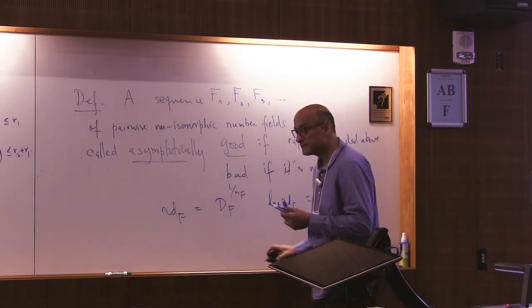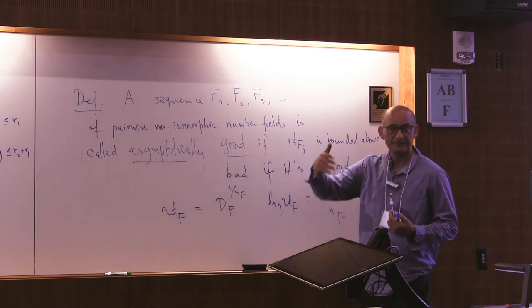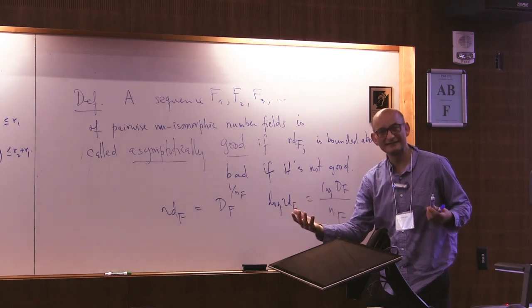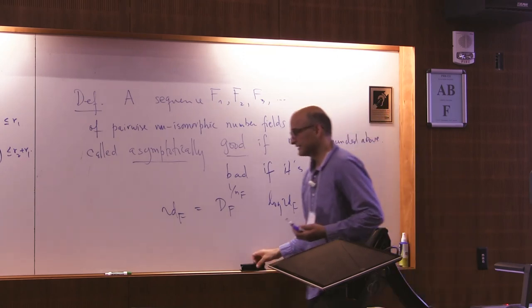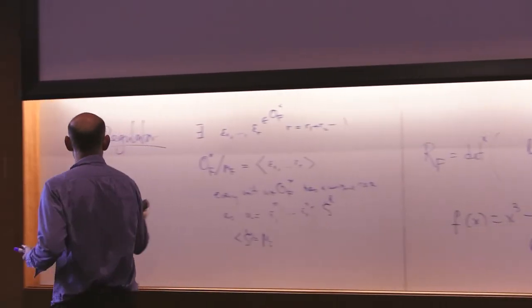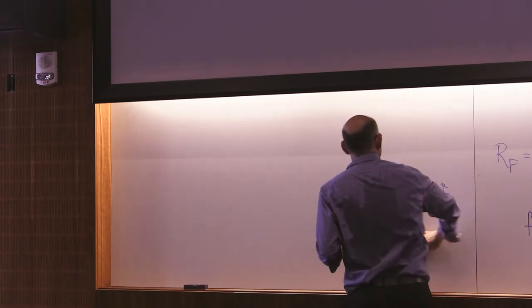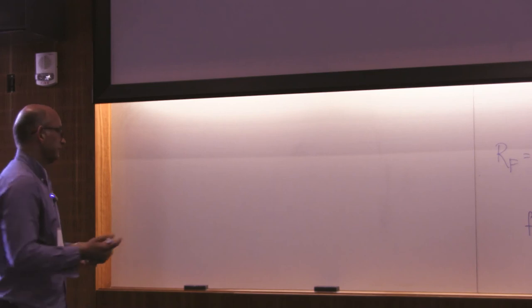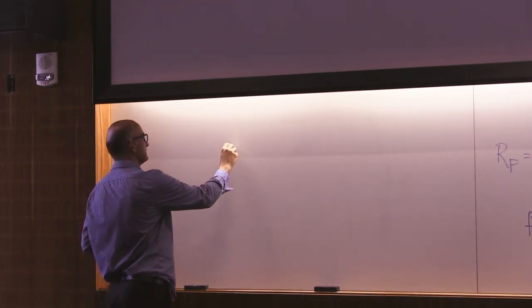Okay. Most of the time, this doesn't happen. So asymptotically good, you would imagine, is rare. Yeah? Because when something is good, like diamonds, right? You can't find it everywhere. So the generic behavior is that if you take a sequence of number fields, it's going to be bad. So let me illustrate that with the world's canonical example: every time you think about a number field, or a sequence of number fields, or you want to test something out, you always think about the cyclotomic fields.